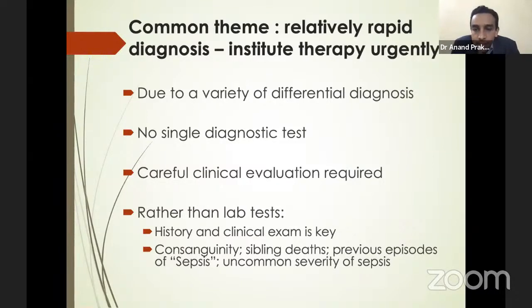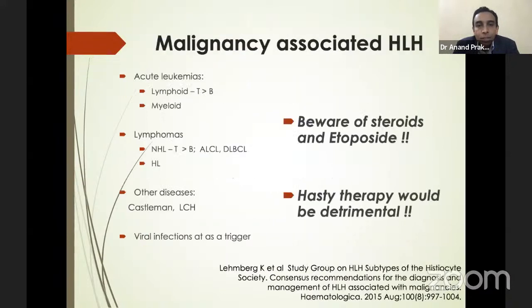Consanguinity, sibling deaths, previous episodes of so-called sepsis with cytopenias, and uncommon severity of sepsis could all give us clues that there's something wrong with either the immune system, primarily like primary HLH, or a secondary immune deficiency. Malignancy-associated HLH is not common in children.